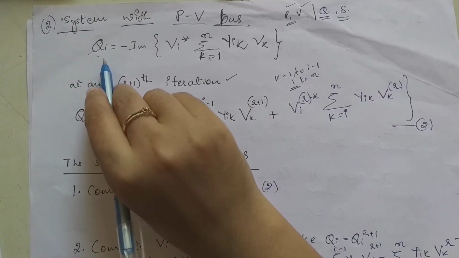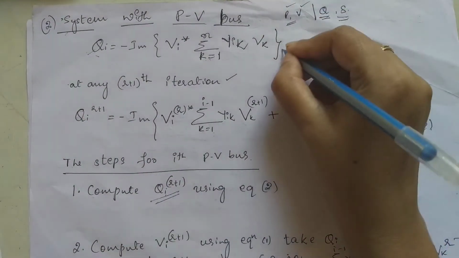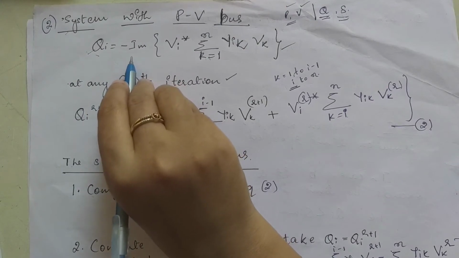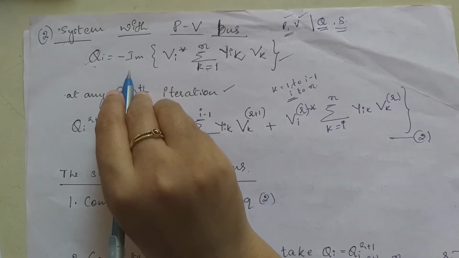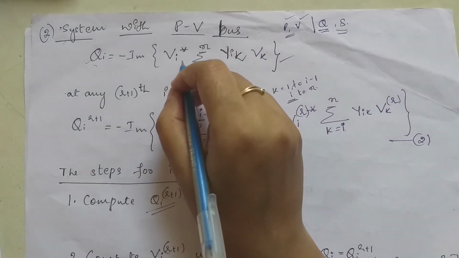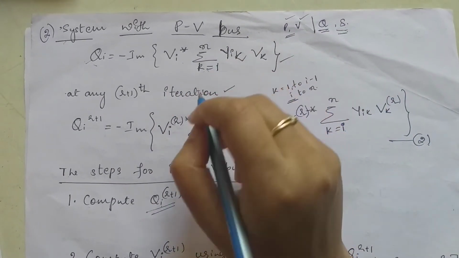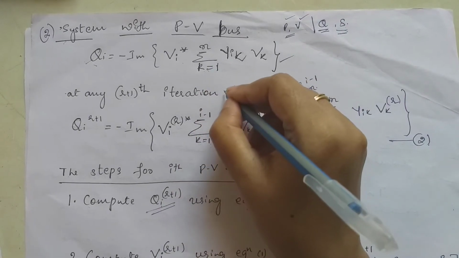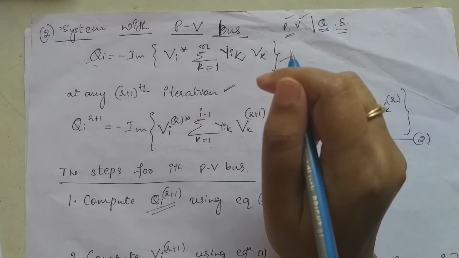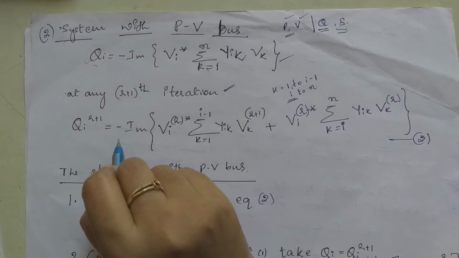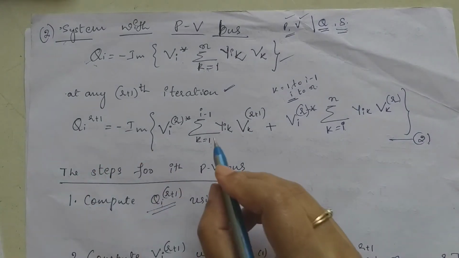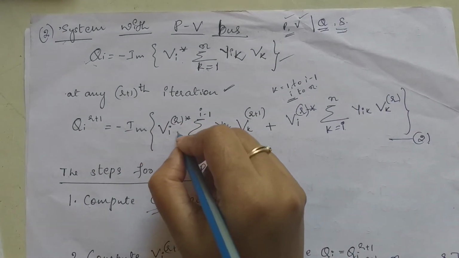In the load flow problem, we have come across this equation: Qi is equal to Im, that is the imaginary value of Vi conjugate summation Yik Vk, where K varies from 1 to N. So we have to set the iteration count. When you set the iteration count, it becomes Qi r plus 1 is equal to minus imaginary of Vi r conjugate.